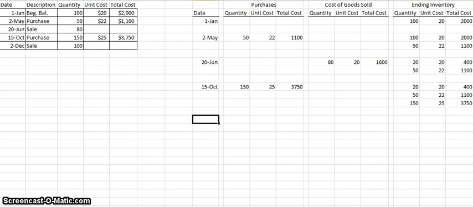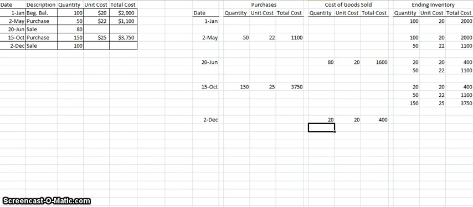Then we had one last sale of the year. On December the 2nd, we sold 100 units. What did those 100 units consist of? Well, it's FIFO. First in is the first out. So let's look at the first inventory that we have. So those 20 units at $20. So we're going to sell those out first.